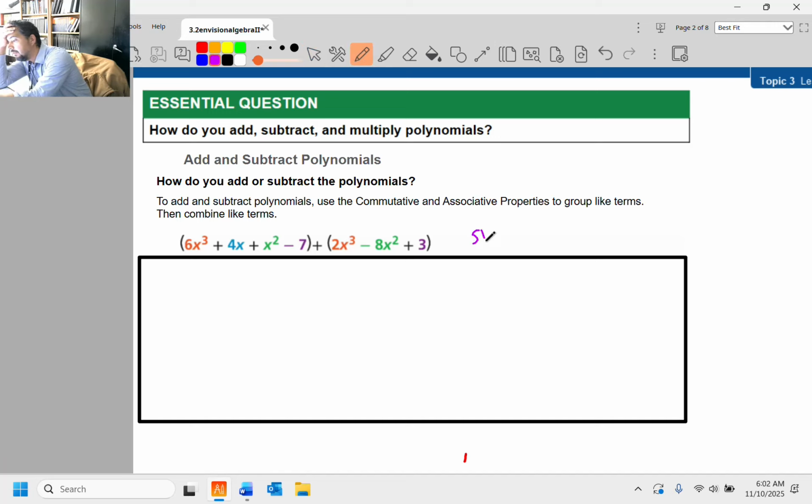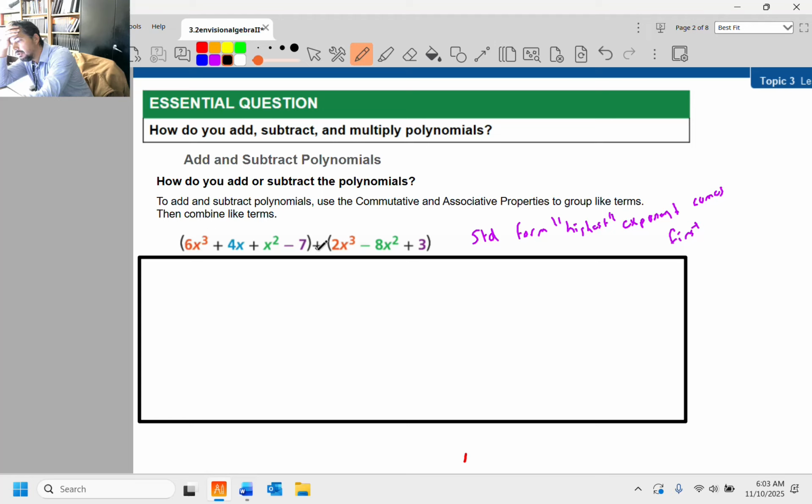Now, in standard form, the highest exponent comes first. That's just the way it is. Now, they happen to be color-coded here, but you guys have black and white copies, but all we have to do is combine our like terms.